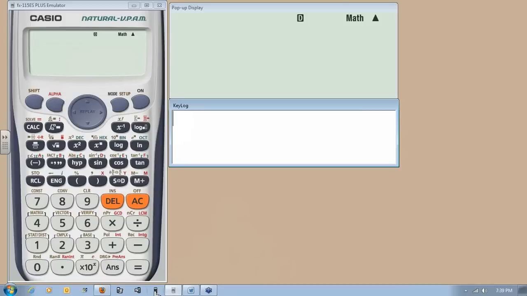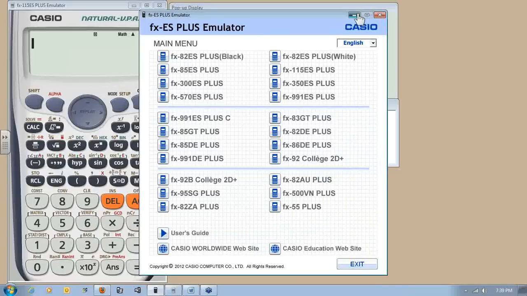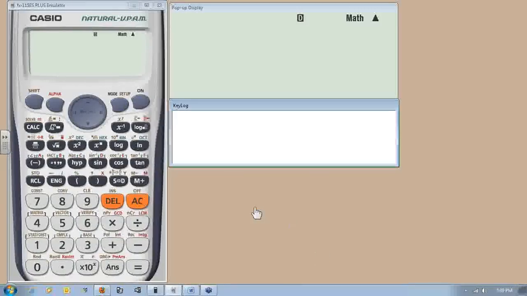What's nice, which I did not show about the emulator, is that when you get the emulator software, it comes with not just this calculator. It comes with quite a few of the other ones. So that's also a very nice added bonus there.